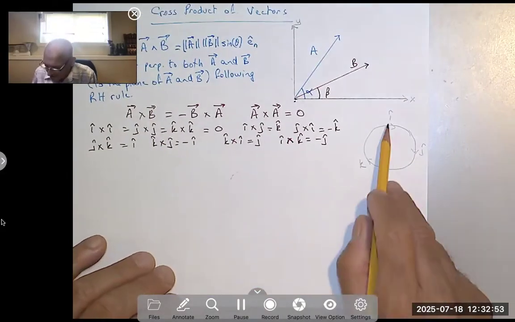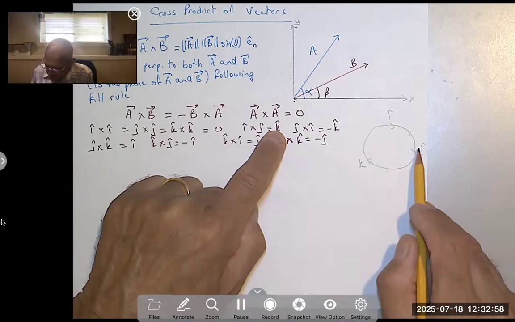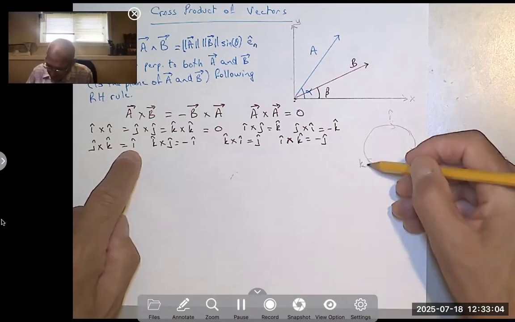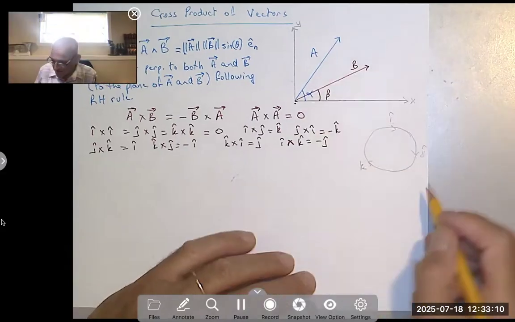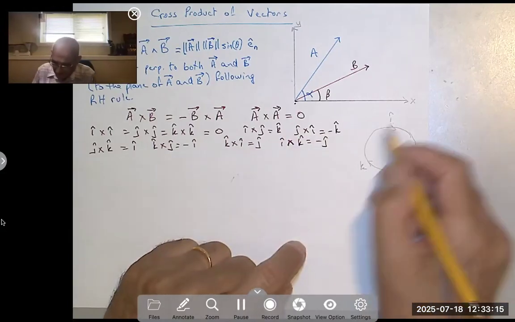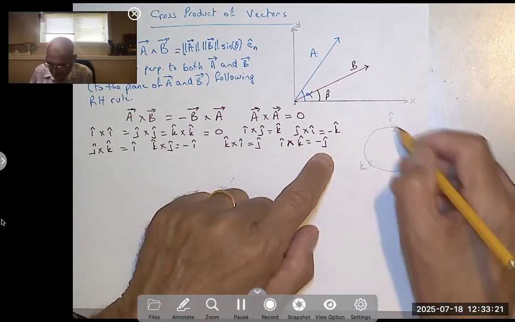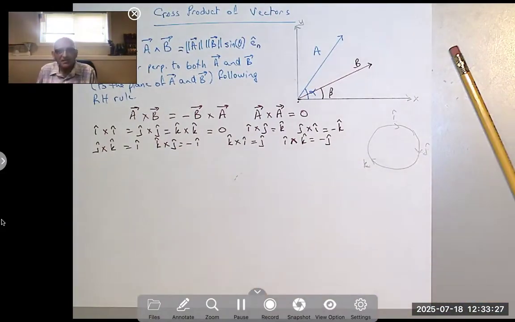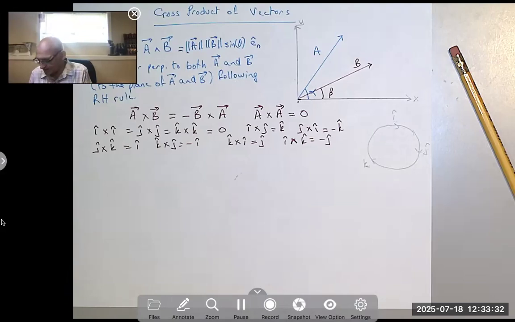What do you mean? I mean I cross J is K. J cross K is I. K cross I is J. But if I'm going in the opposite direction, I say J cross I is negative K. I cross K is negative J. K cross J is negative I. So that's a quick way to remember. And as you will see later, you really don't need to remember that. We'll see how it works.